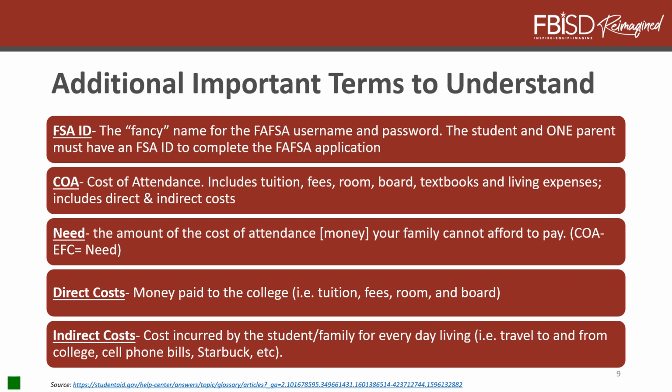Direct costs are money paid directly to the university. That is going to be the tuition charged by the university, the fees charged by the university, a dorm room, which you are paying directly to the university, or the meal plan, which you are paying directly to the university. Direct costs are money that you pay to that college or university. Indirect costs are costs incurred by the student or family for everyday living. So your travel expenses, your Starbucks, your cell phone bill, things like that are considered your indirect costs, your miscellaneous costs.